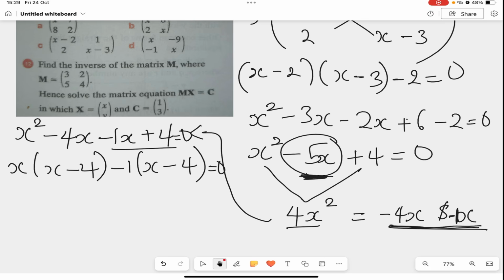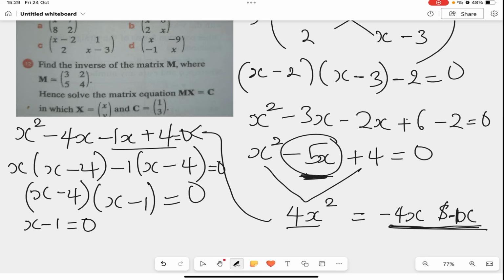So at the end, we have our two factors, x minus 4, x minus 1 equals 0, which can be written as x minus 1 equals 0, or x minus 4 equals 0. Our final answer is x equals 1 or x equals 4.